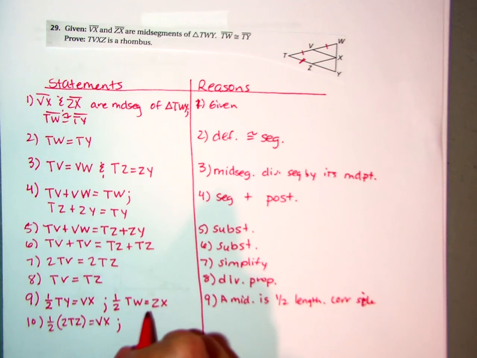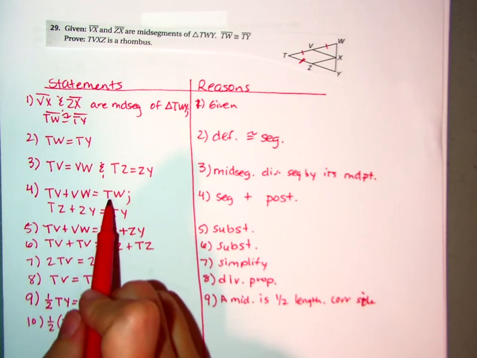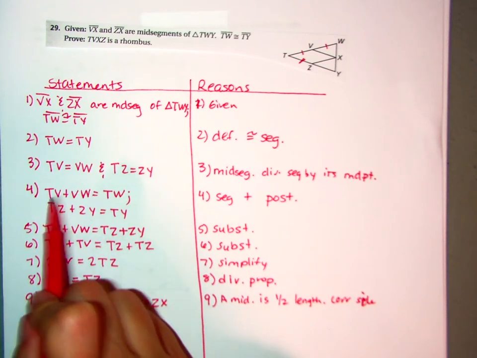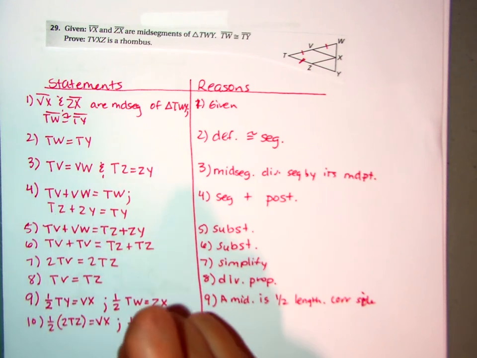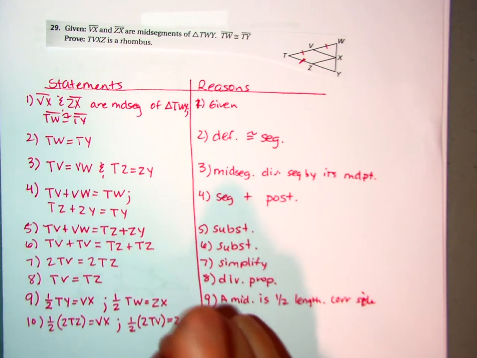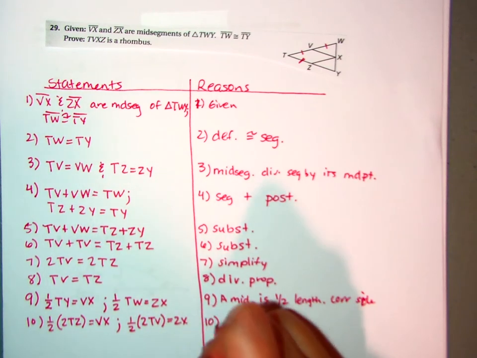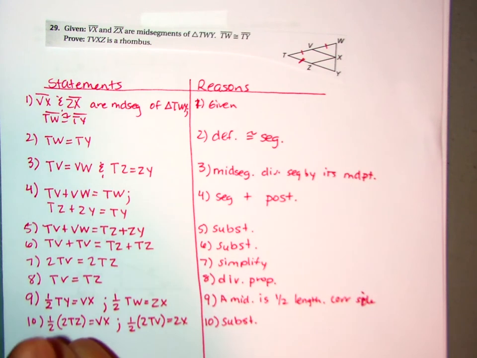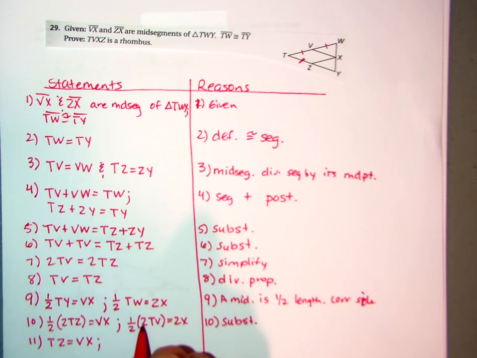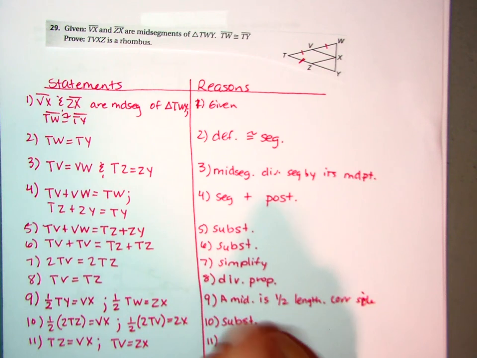Let's do the same thing here. 1/2 of TW. Look at TW. Remember how we said before TV plus TV because we replaced this with TV? That was 2 TVs. So I'm going to do 2 TVs, and that's going to equal ZX. So again, all I did was substitution. But if we clean this up, look at what happens. 1/2 of this with 2 cancels, leaving me with TZ equals VX. And if I do half of 2, that's going to cancel, leaving me with TV equals ZX. And that was us just simplifying.